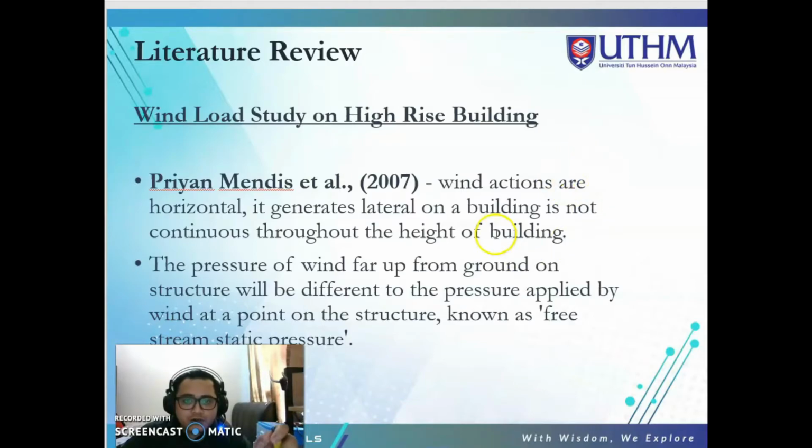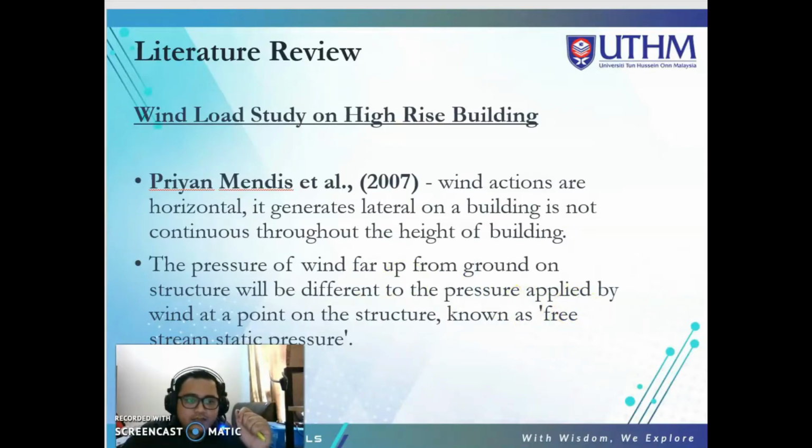The pressure of the wind far up from the ground on a structure will be different from the pressure applied by wind at a point on the structure, known as free stream static pressure. Okay, so the static pressure of the falling wind, and the proportion of variance of force per unit area at a point on the building to the design wind pressure, is called the pressure coefficient. It depends on the building, location, shape, and whether the wind loads bring inward or outward pressures.